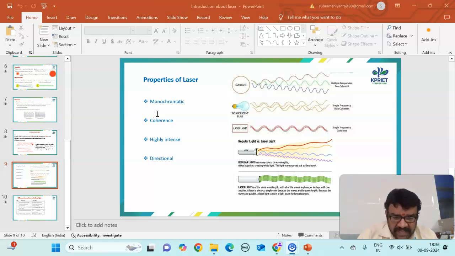Regular light versus laser light is depicted here. Regular light has many colors or wavelengths mixed together, creating white light. These light waves spread out as they travel, whereas laser light is of the same wavelength with all the waves in phase and in step with one another. A laser is always a single color because the wavelengths are the same and parallel. Laser light stays in a beam for long distances.